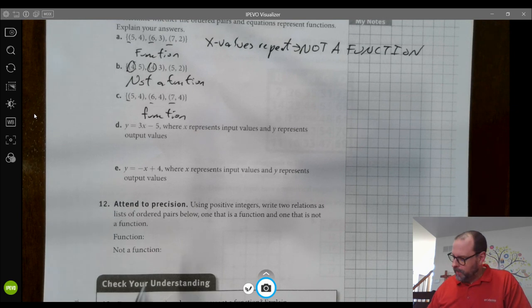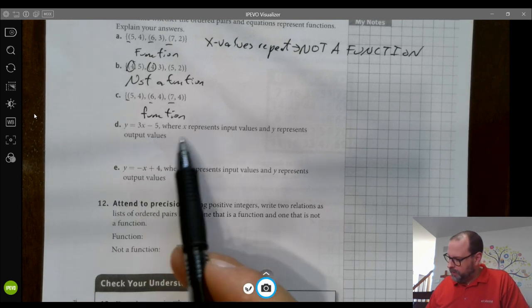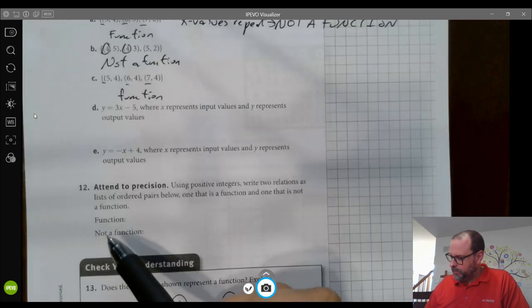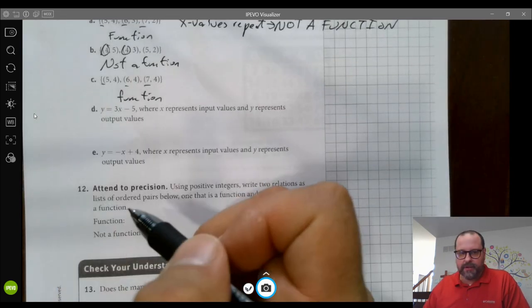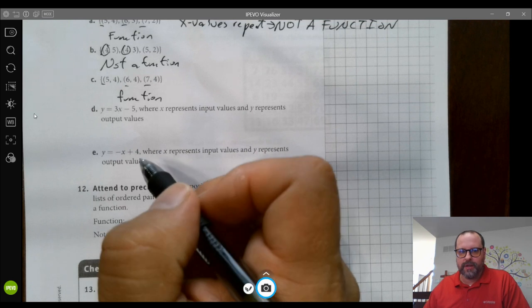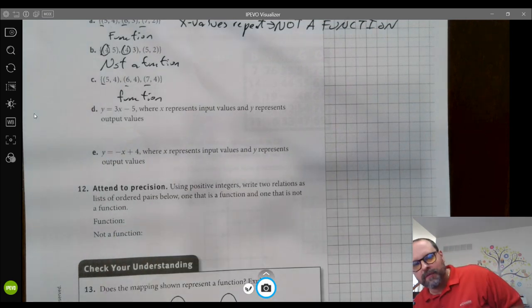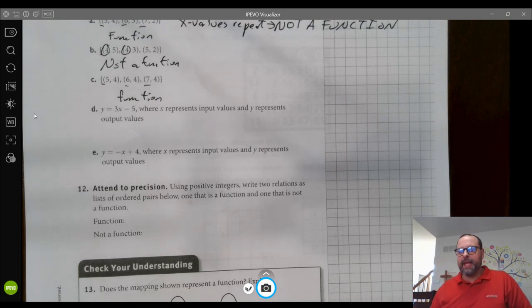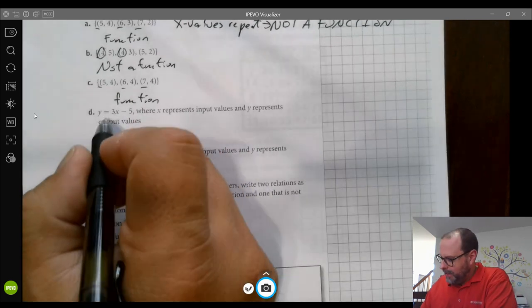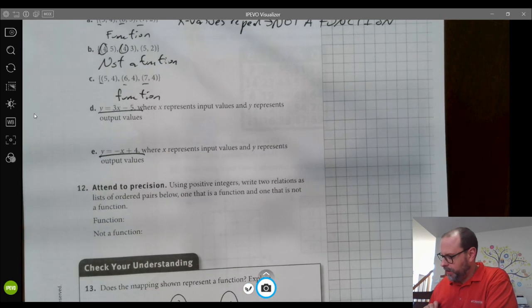Now, here they're saying, would these be a function? Well, for every x value you plug in, you could go through and try them. You're going to have a unique y value. So yeah, it's a function. If you plug in 1, 3 times 1 is 3, minus 5 is negative 2. It can't be anything else. So it has to be a function. Okay, so any of these that we call linear equations would be a function.